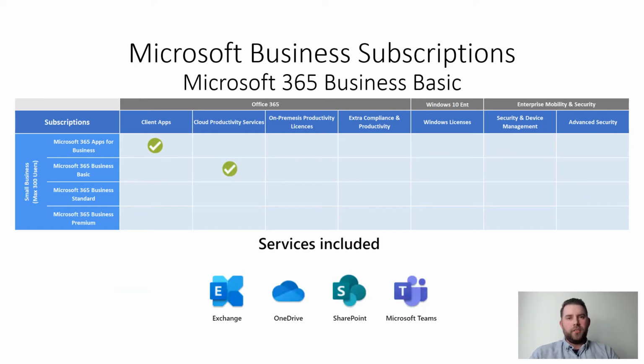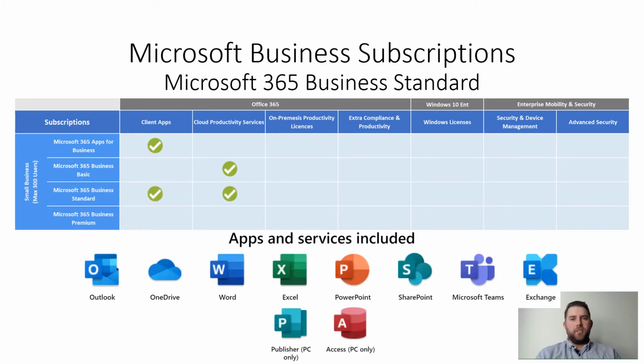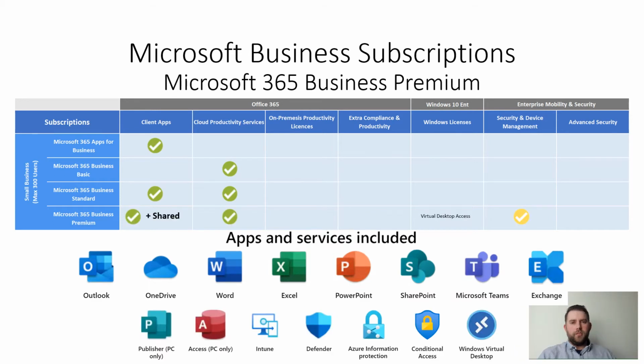Next, we've got Microsoft 365 Business Basic. This subscription doesn't give you the client apps, so no Word, no Excel, no Outlook, but you do get the cloud productivity services. So you get Exchange, you get SharePoint, Teams, and OneDrive. This gives you file sharing, document management, workflow, collaboration, and unified communications. Microsoft 365 Business Standard basically combines Apps for Business with Business Basic, so you get both the client applications along with the cloud productivity services. Microsoft 365 Business Premium takes everything in Microsoft 365 Business Standard and adds on a few extras as well.